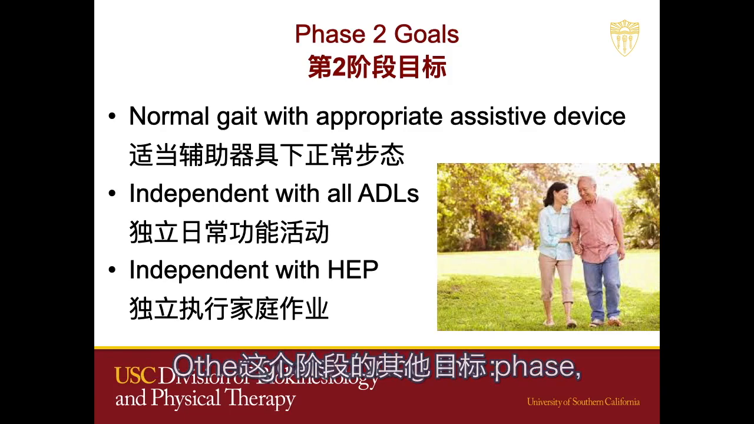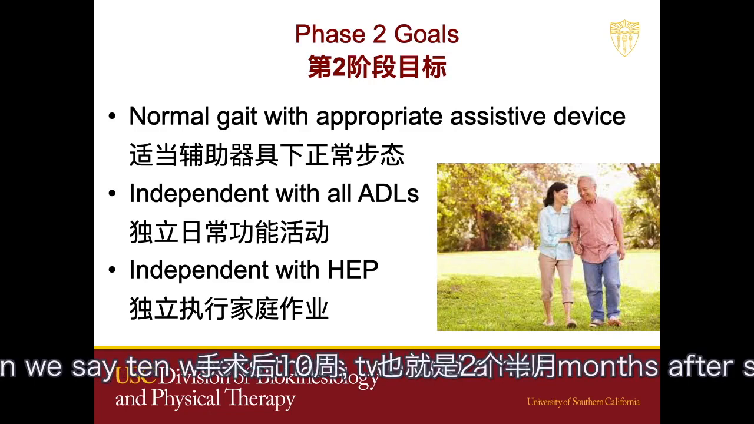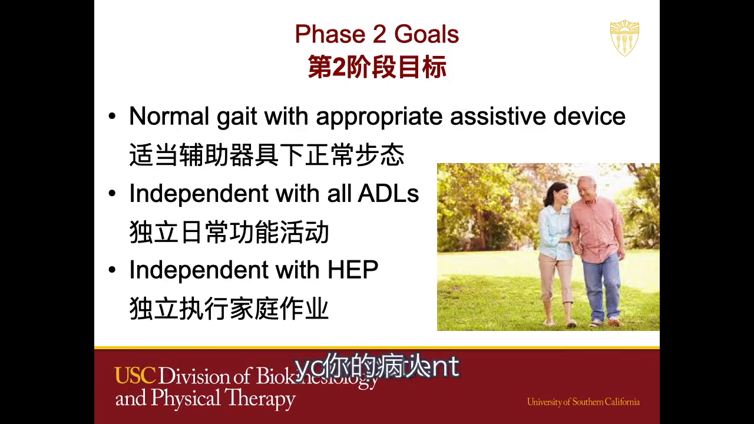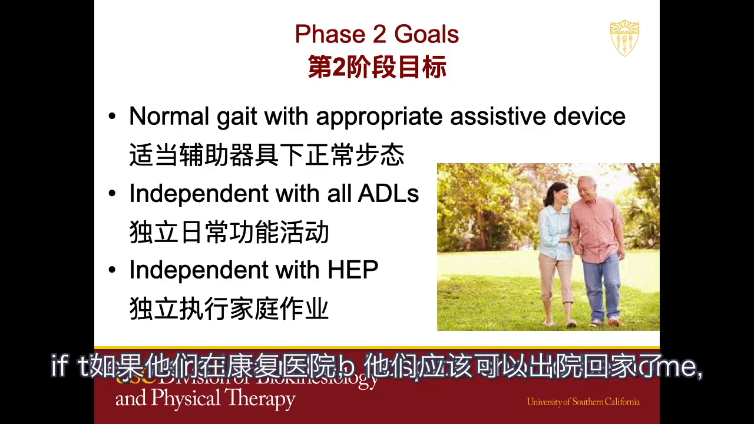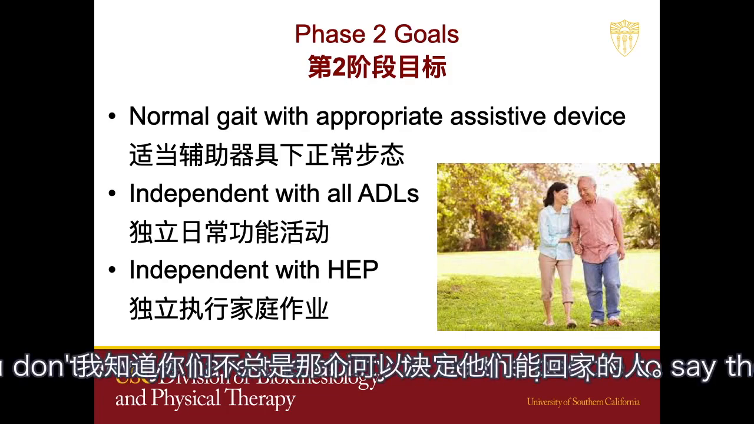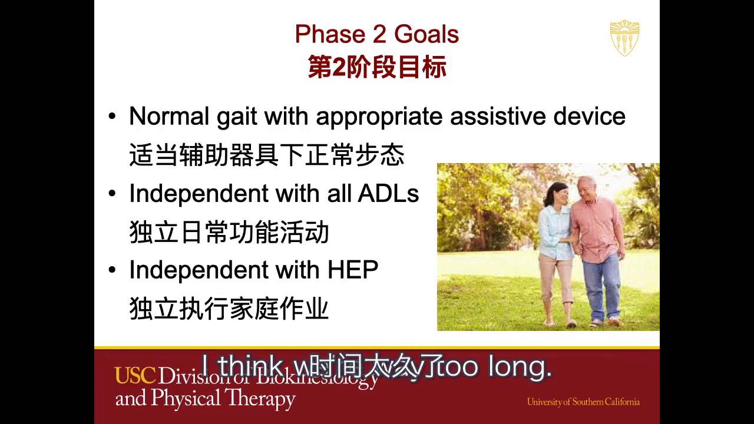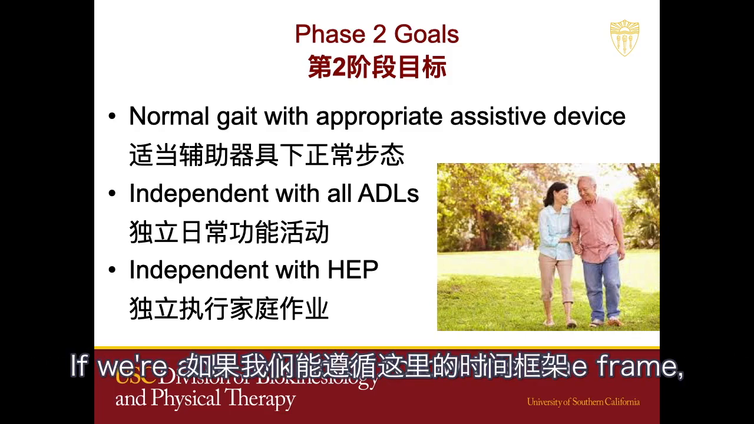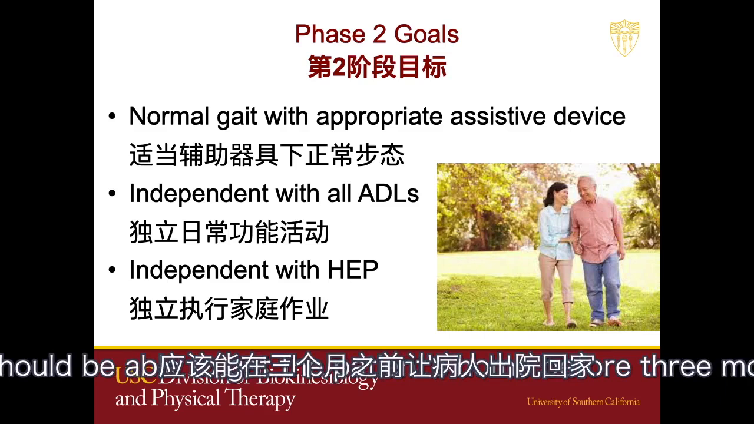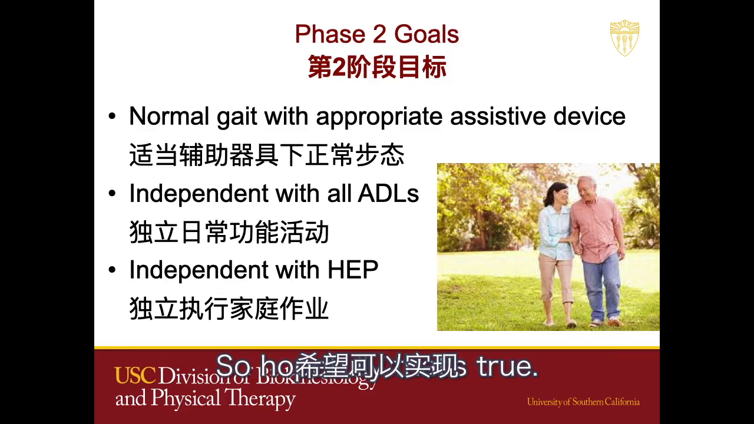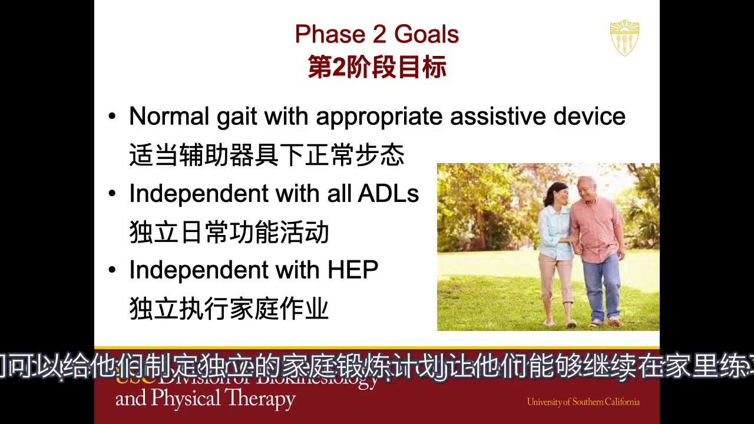Other goals during this phase, we want them to be independent with all ADLs. So when we say 10 weeks, that's 2.5 months after surgery. Your patients, if they were in a rehab hospital, should be home. And I know that you don't always have the ability to be the people to say they should go home, but a lot of these patients are staying in rehab hospitals, I think, way too long. If we're able to follow this time frame, you should be able to get the patients home before 3 months. So hopefully that's true. Hopefully we can give them an independent home exercise program that they're able to continue at home.